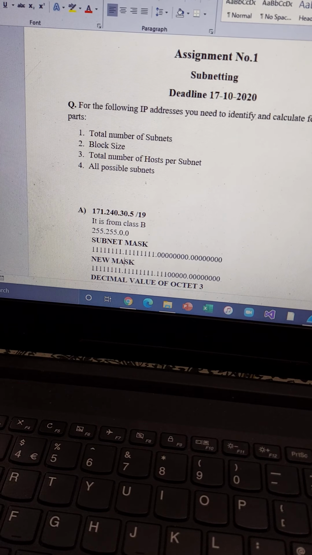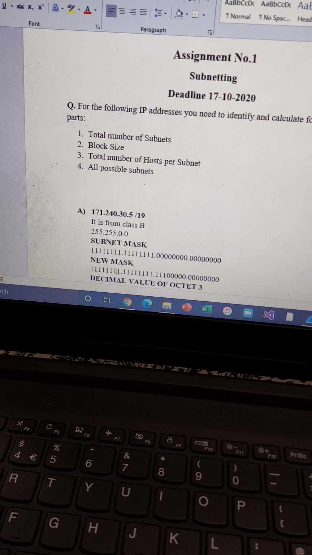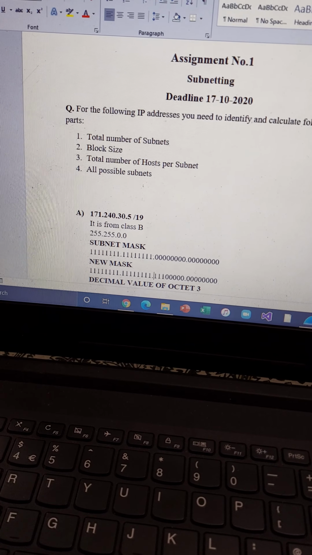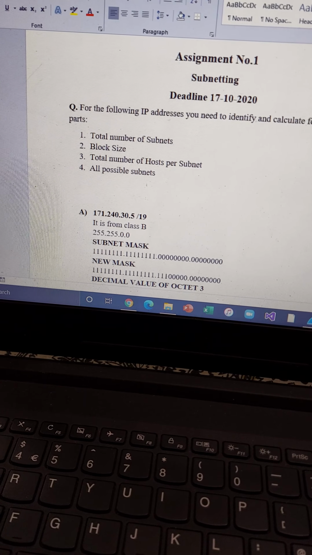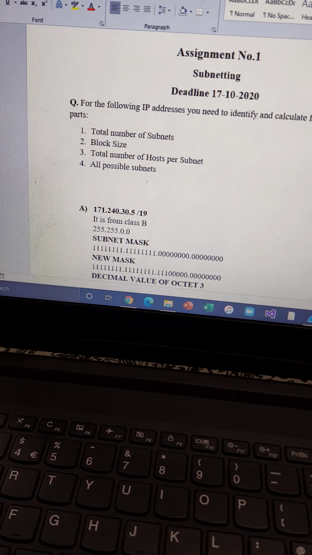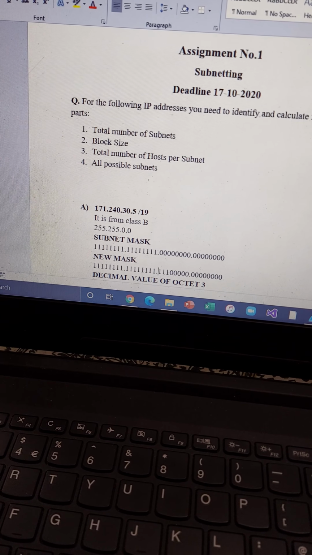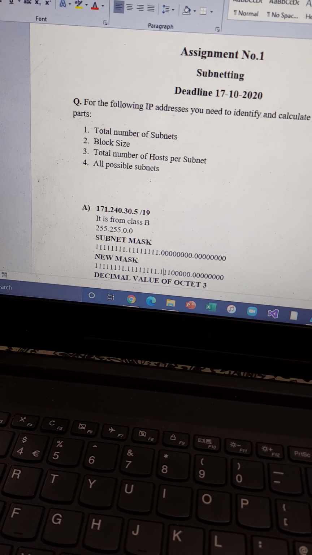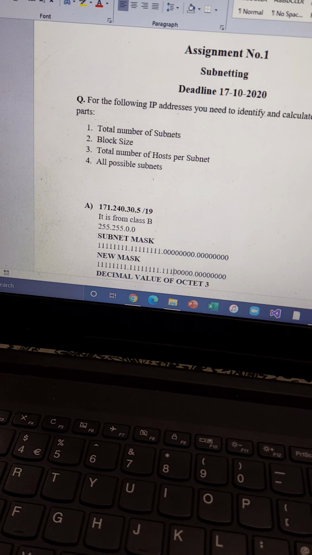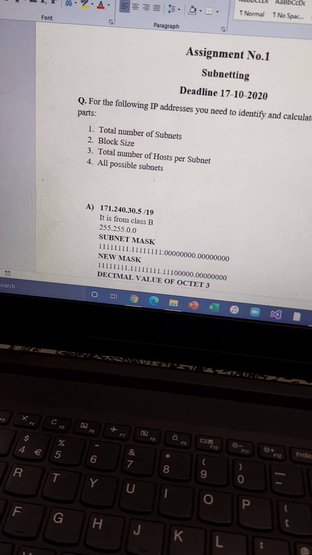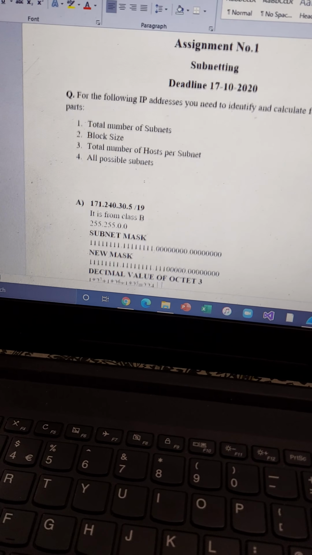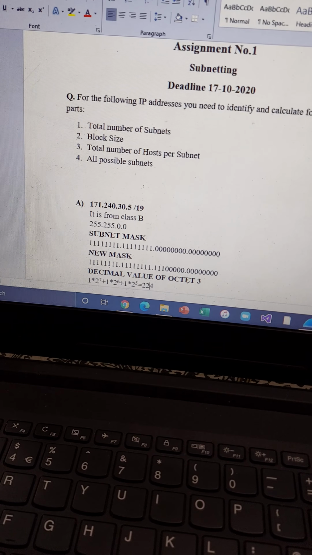So we will write all ones in the first octet, all 8 ones. Then in the second octet also 8 ones. As the CIDR number is 19, and class B has 16 bits, the third octet will borrow 3 bits from the second one. So here we will get 3 ones and all zeros here, and then again in the last octet also all 8 zeros. Then sir, we will find the decimal value of octet 3.